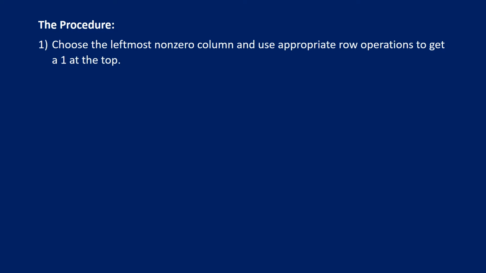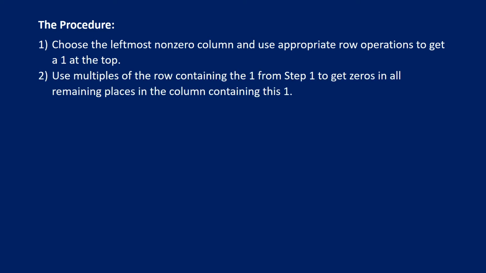So here is the procedure. First, we're going to choose the leftmost non-zero column and use appropriate row operations to get a 1 at the top. Then we're going to use multiples of the row containing the 1 from step 1 to get zeros in all the remaining places in the column containing that 1.